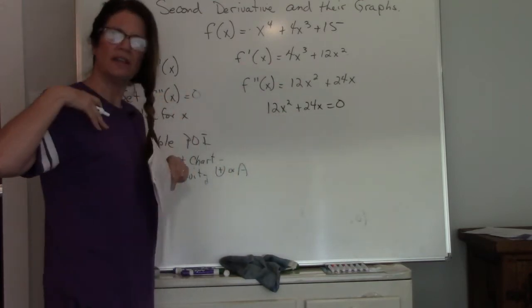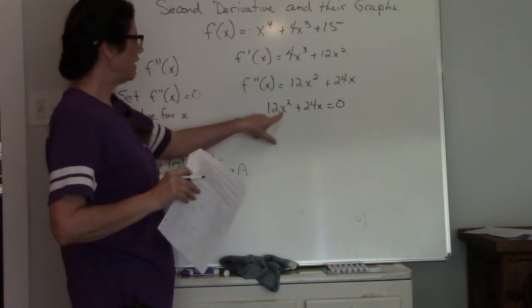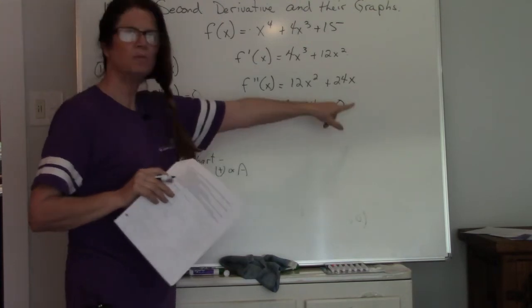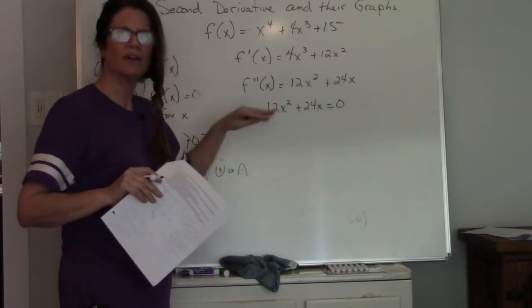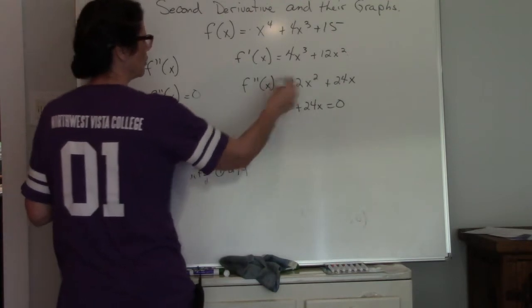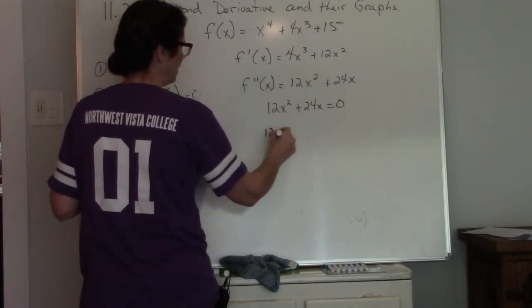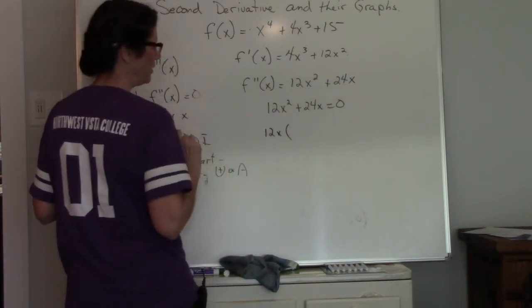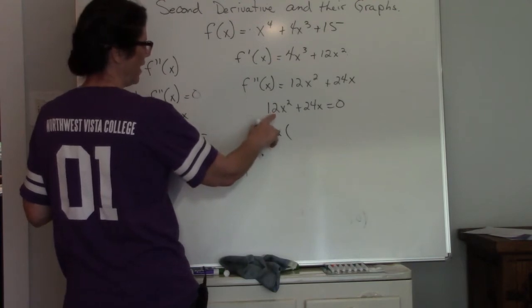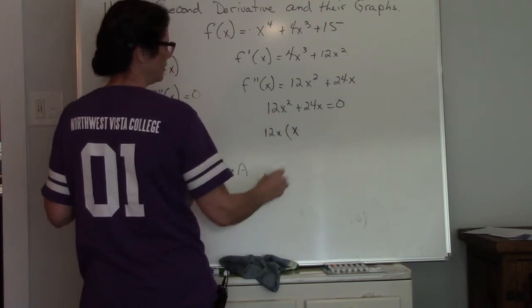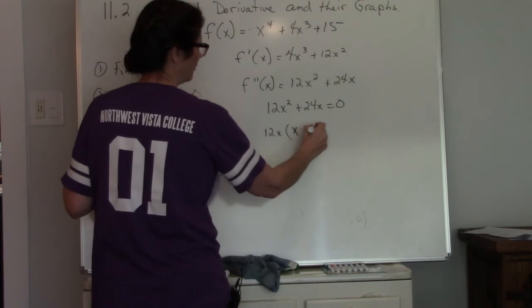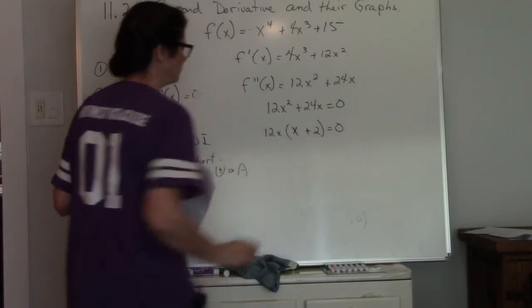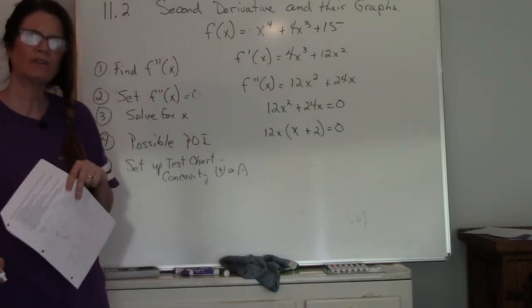Factoring is usually the easiest way to do this. Since I have an x squared and an x, I can't just move this over. I have to factor out an x and get x by itself. So I can factor out a 12 and an x. That's in common to both pieces. When I divide that off of here, I have an x left. When I divide 12x off of here, I have a 2. So there is my factored function.